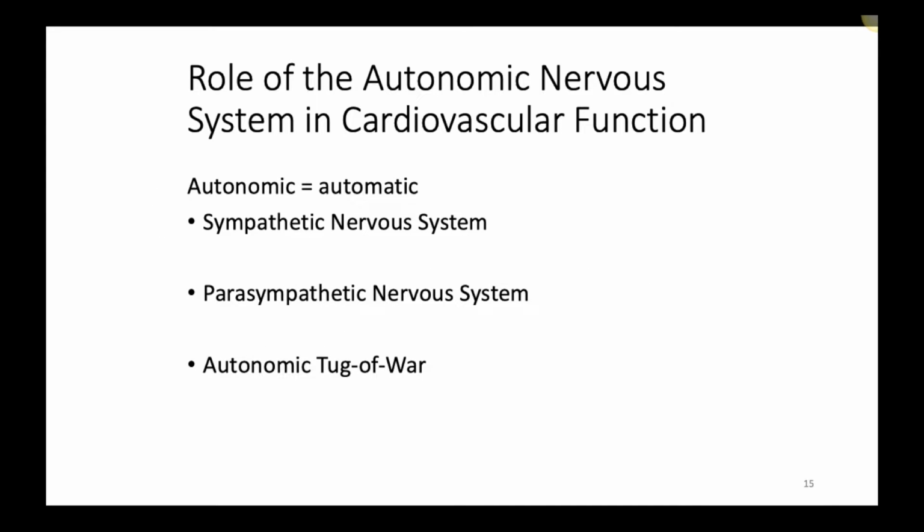So the role of the autonomic nervous system in cardiovascular function. Autonomic, don't forget, it's automatic. So we have sympathetic nervous system and parasympathetic nervous system, and essentially the autonomic is a continuous tug of war between the two.